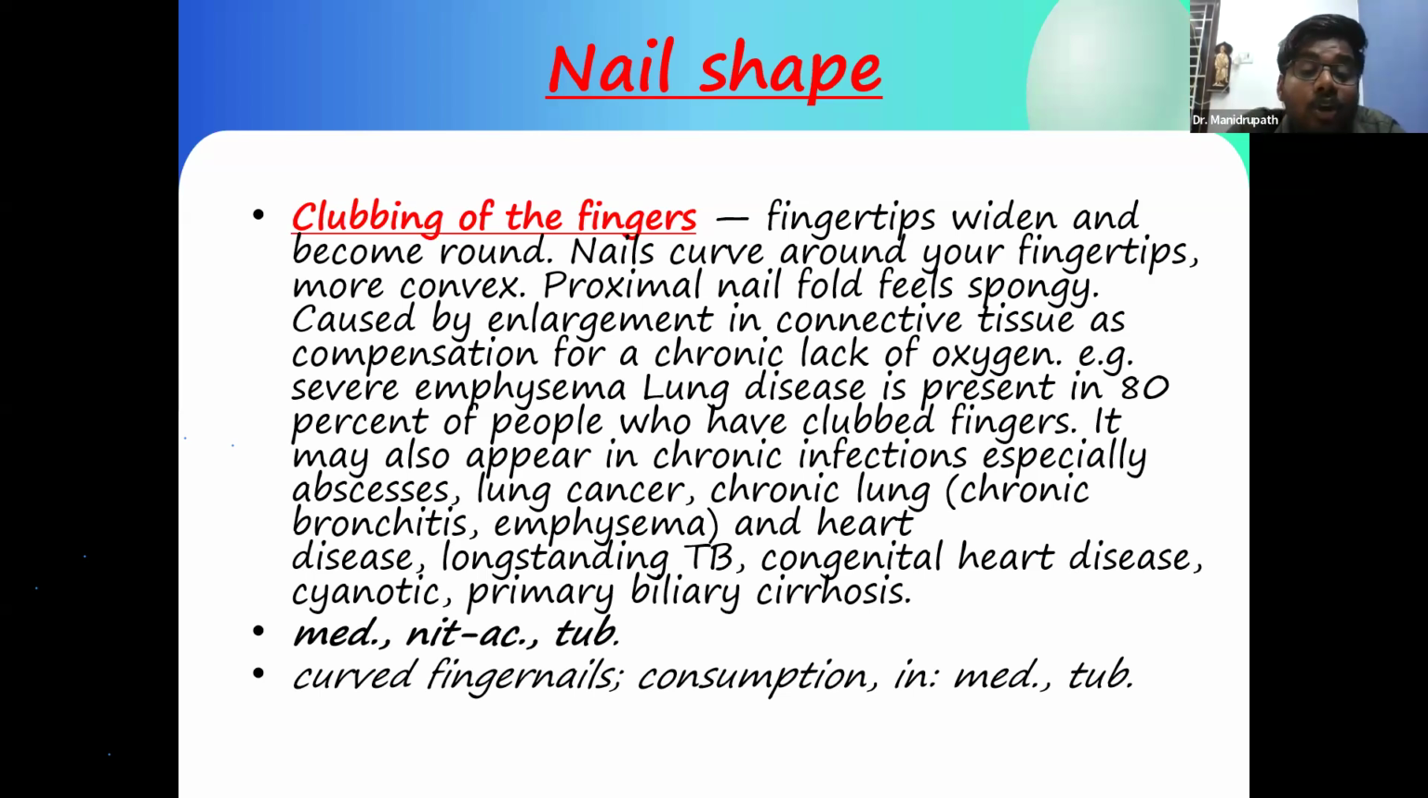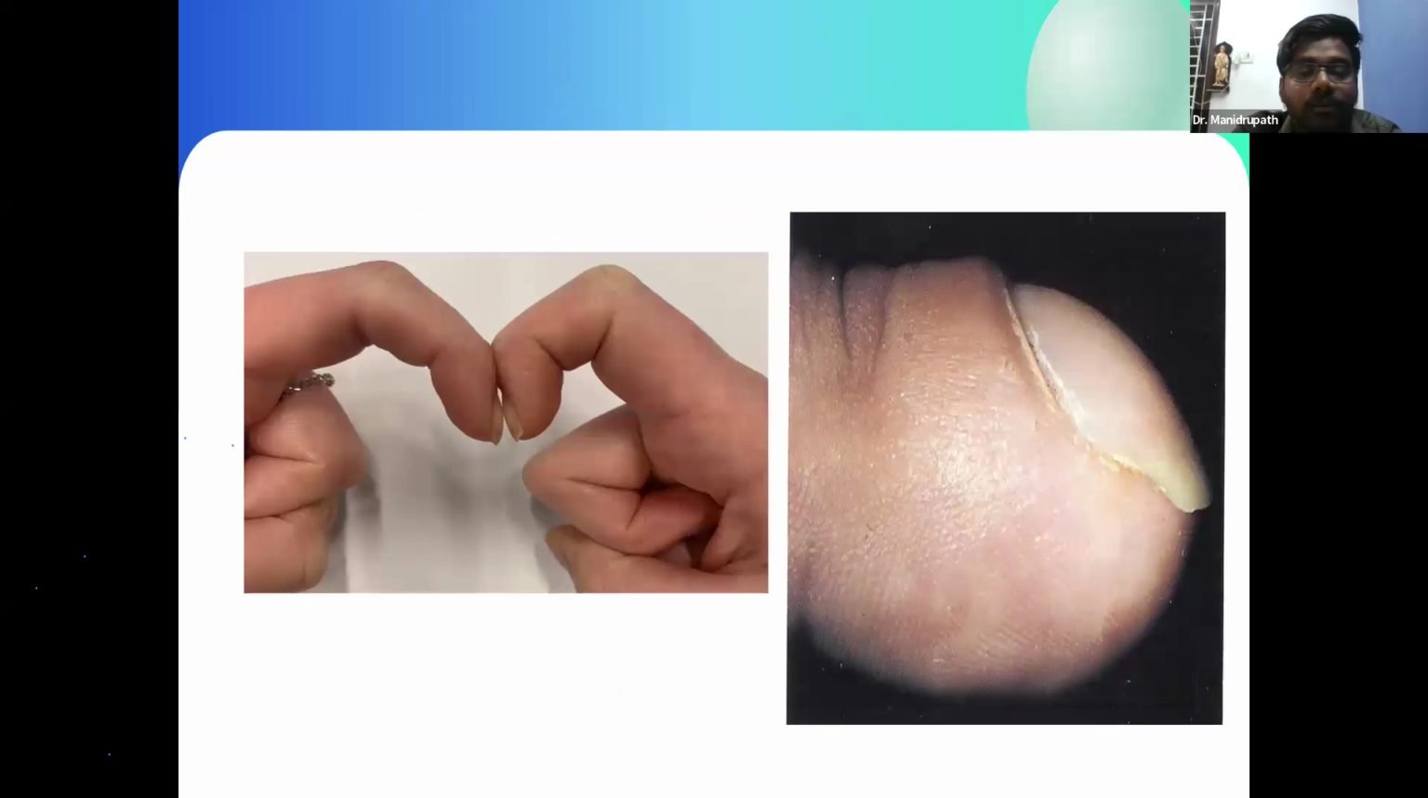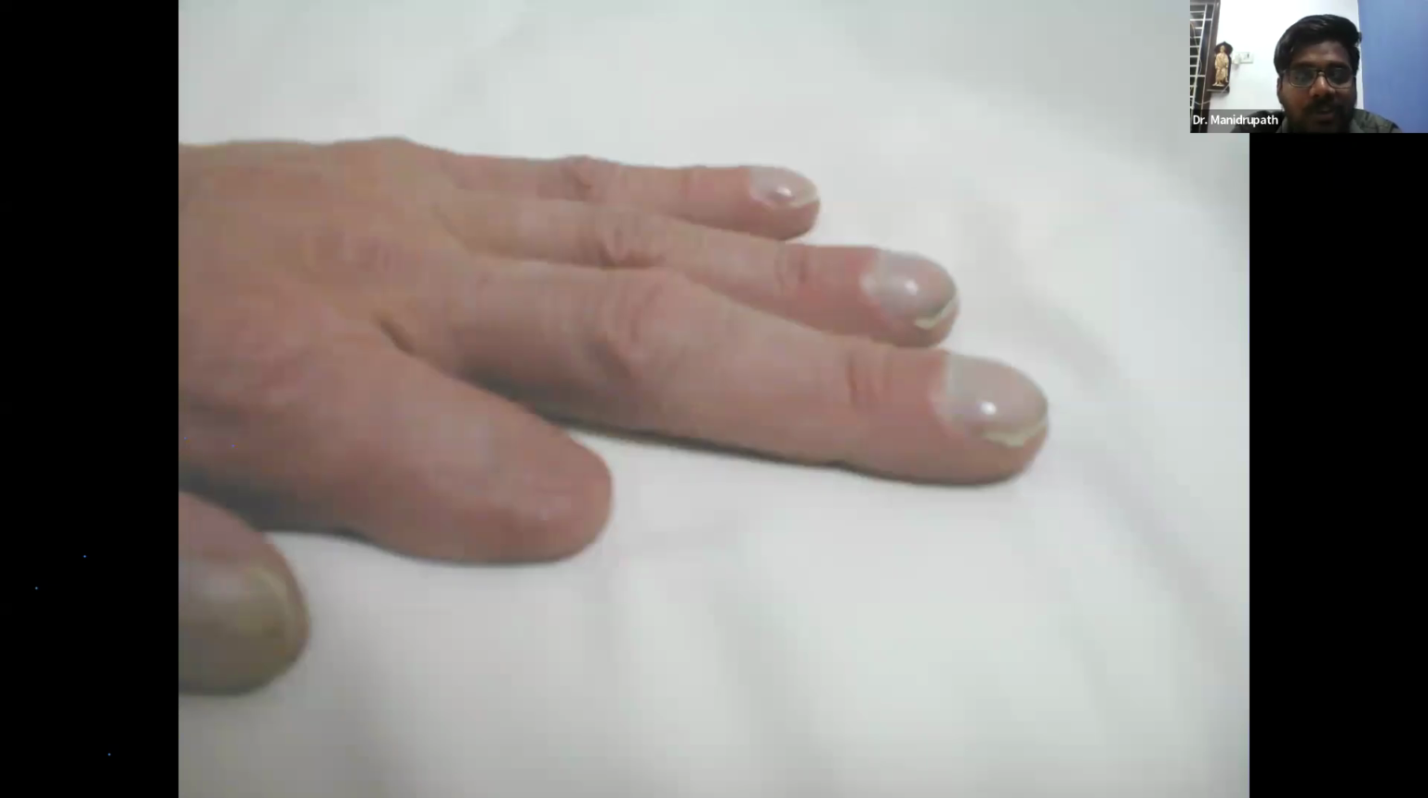Heart diseases, long-standing TB, congenital heart diseases, cyanotic, and primary biliary cirrhosis, you can see in this picture. The remedies are Medorinum, nitric acid, and Tuberculinum, with curved fingers, with a lot of lung infection, with a lot of respiratory issues. This is the picture for you all.